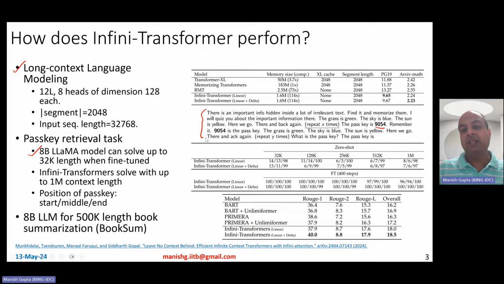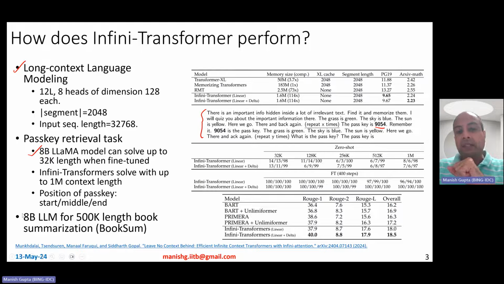But what they try to do is to basically do this task by hiding the key, sometimes in the beginning of the text, sometimes in the middle, sometimes in the end, and they vary the size from 32K all the way to 1 million size text, so 1 million size string, okay? And what they observe is that when you do it zero shot, well, Infini Transformer performs very nicely towards the end because it can sort of retain information towards the end. But if you fine-tune the model to do this passkey retrieval task with the linear plus delta kind of memory update, you observe that even for 1 million sequence lengths, the passkey retrieval task can be solved with 100% accuracy, which is super awesome, right? So Infini Transformers solve with up to 1 million context length.